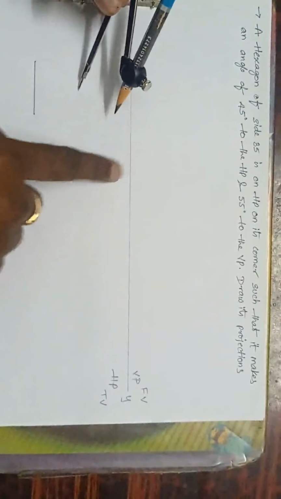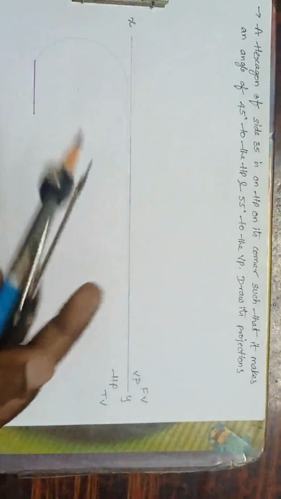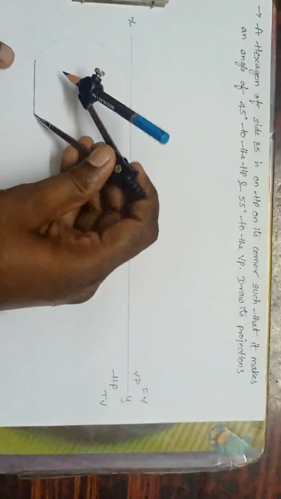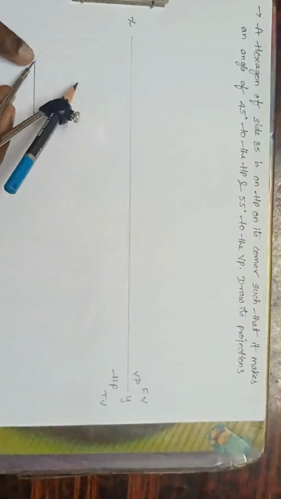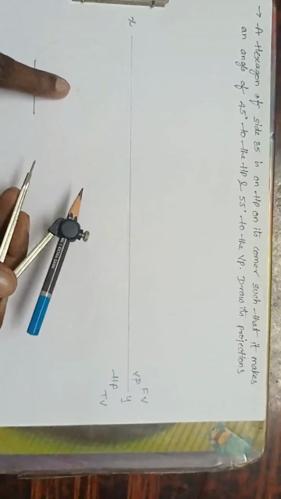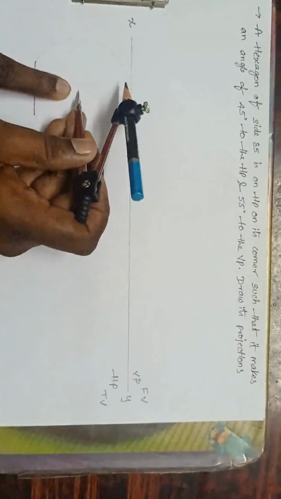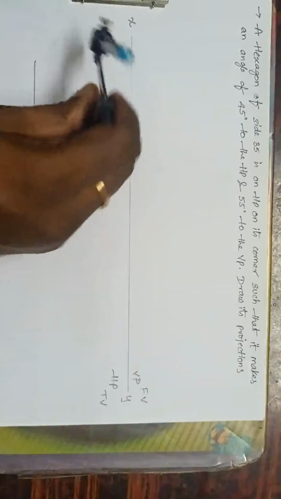Okay, I have taken a circle. Now, let me make this a little bit dark. What I did: take a radius, this corner as center, cut this one, and this side as center, cut this one. I'll get a center point. With this center and the same radius of 35, draw the circle.